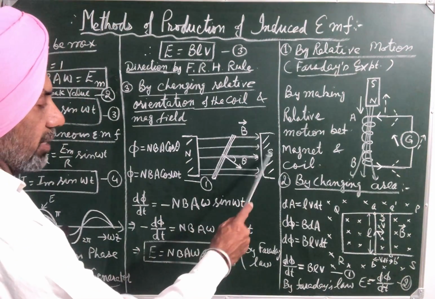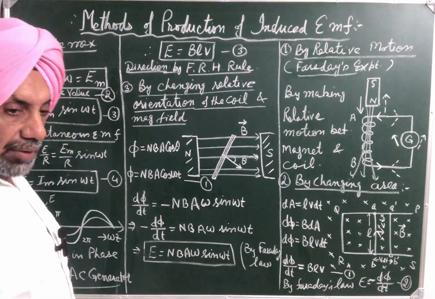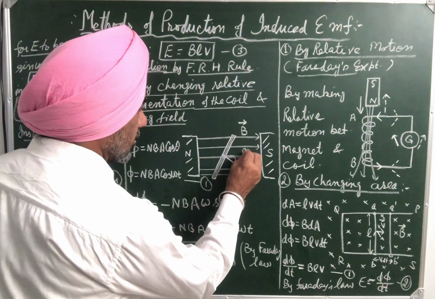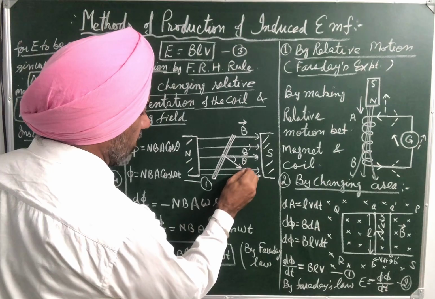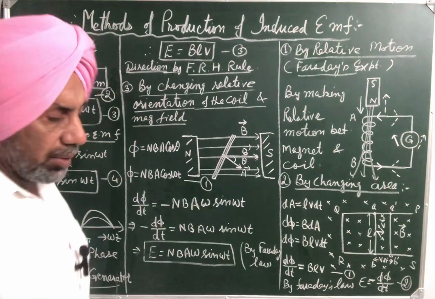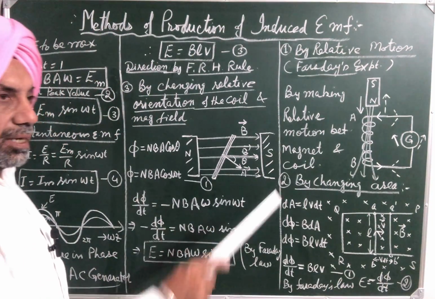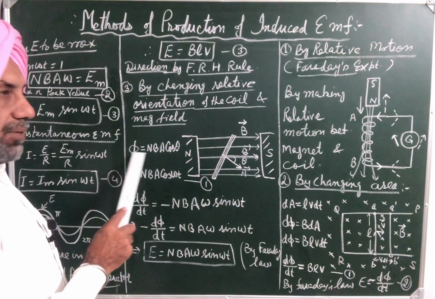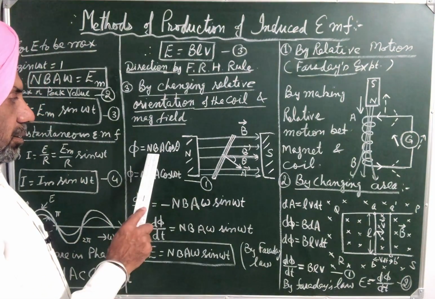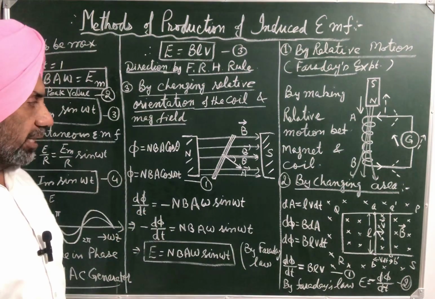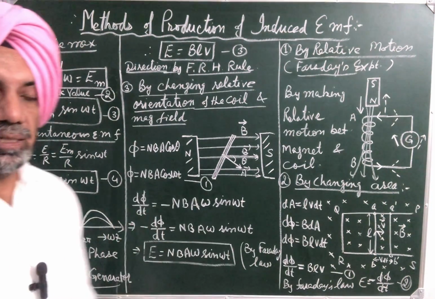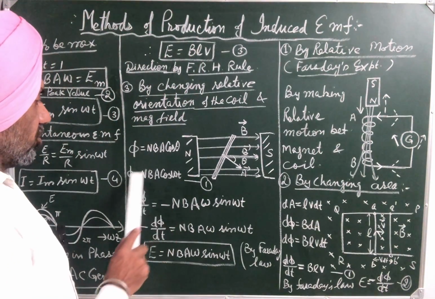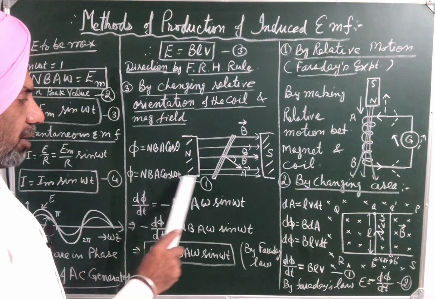So B, the magnetic field in this case, is in this direction, and this is the area vector. So the angle between B vector and A vector is theta. Then magnetic flux for one turn of the coil is BA cos theta. If it has N turns, phi is equal to NBA cos theta, or theta is equal to omega t, so phi is equal to NBA cos omega t.